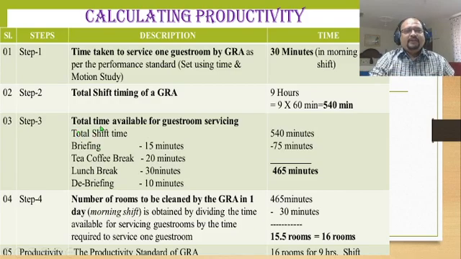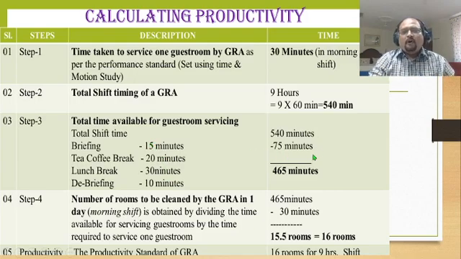Now the third step, time available for guest room servicing. As all of you know, although the person has 540 minutes in total, a 9-hour shift which the employee will be spending in the hotel, he or she will not work for all 540 minutes. He or she will go for briefing, tea or coffee break, lunch break, debriefing. That means if you put these together, it comes to 75 minutes.